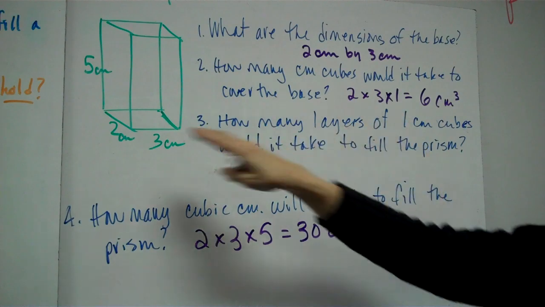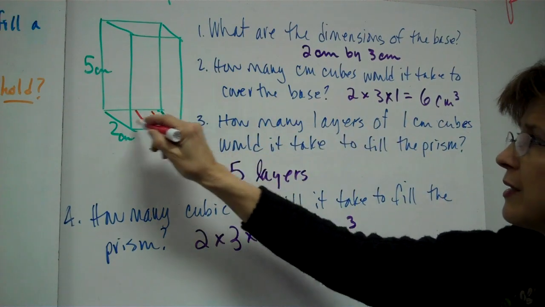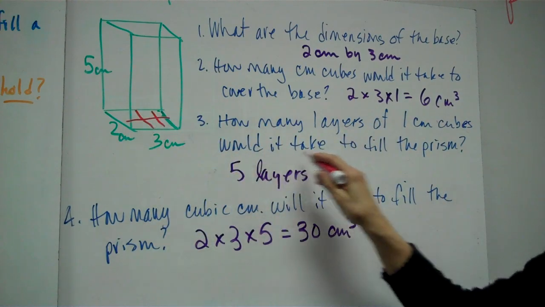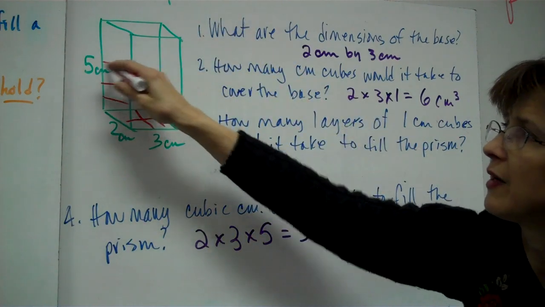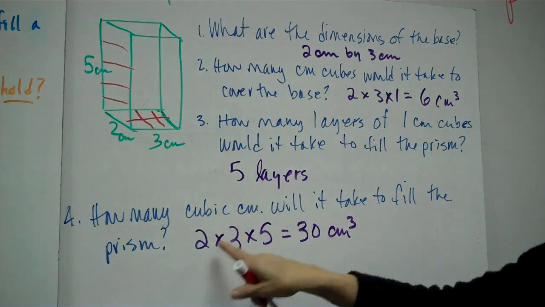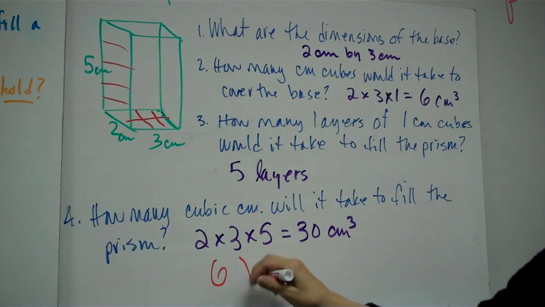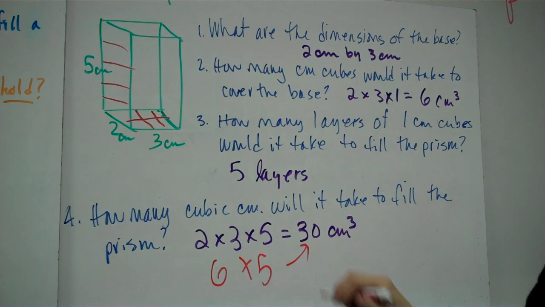Then you think, okay, so there are 6 cubes in the first layer, just like we did. How many layers do you need to fill the whole thing? Well, I would need 5 layers, right? So it would be 2 times 3, which is the 6, times the 5. And that's going to be 30 cubic centimeters. 30 of these would fit into that shape and fill it up. And that would be the volume of that shape.